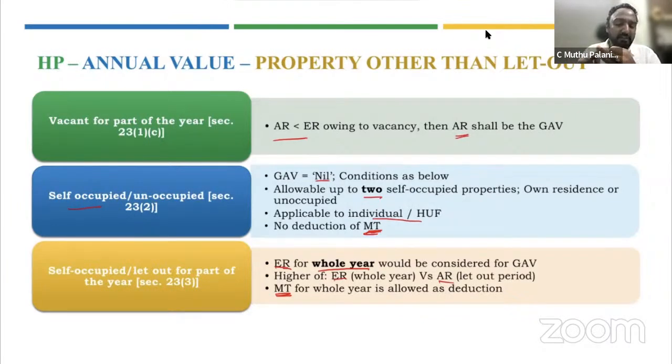And what if it is self-occupied? You can occupy up to two properties as self-occupied. So the gross annual value will be nil, no municipal tax. Third is partly let out, partly self-occupied. In that case, expected rent is for the whole year. Actual rent is only for part of the year. Municipal tax is also for the full year. So these are the 3 situations where the gross annual value calculation is slightly different from what we already saw in the earlier slide. So this is how you calculate the gross annual value for these situations.